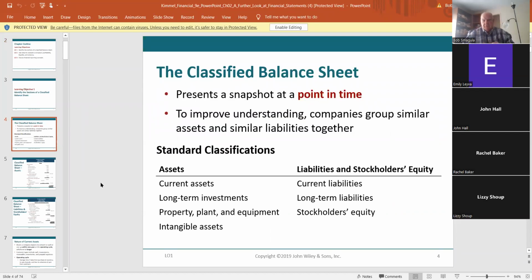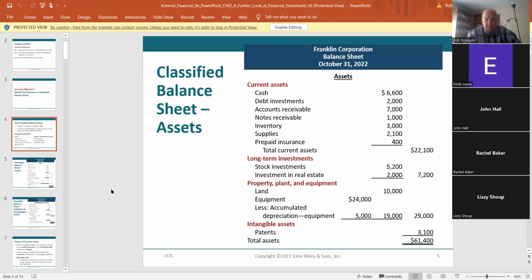The classified balance sheet. Remember that the balance sheet is a snapshot at a point in time. And that question comes up inevitably on the tests in one form or another. In other words, your header has to say something like, as of March 31st, 2020. It can't say for the month of, as it does with an income statement. So to improve understanding, we're going to talk about current assets and long-term assets, current liabilities and long-term liabilities. Let's take a look at the balance sheet to get started.